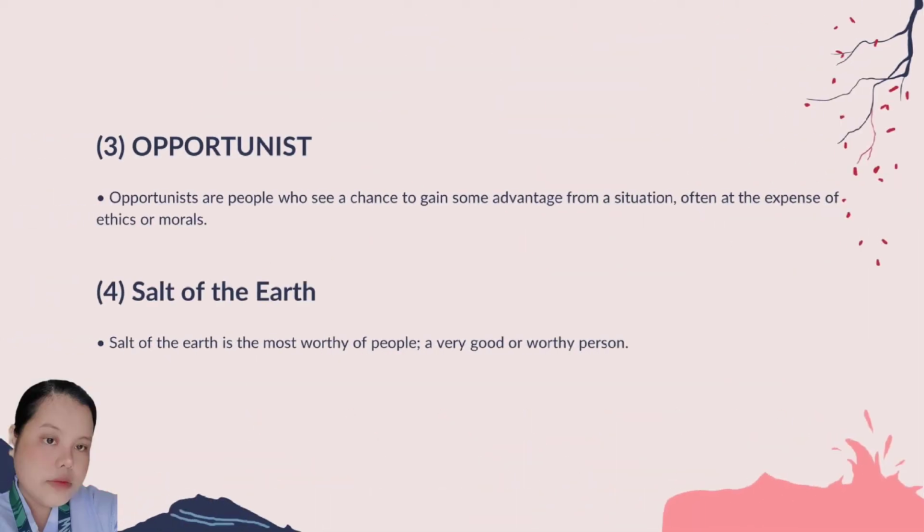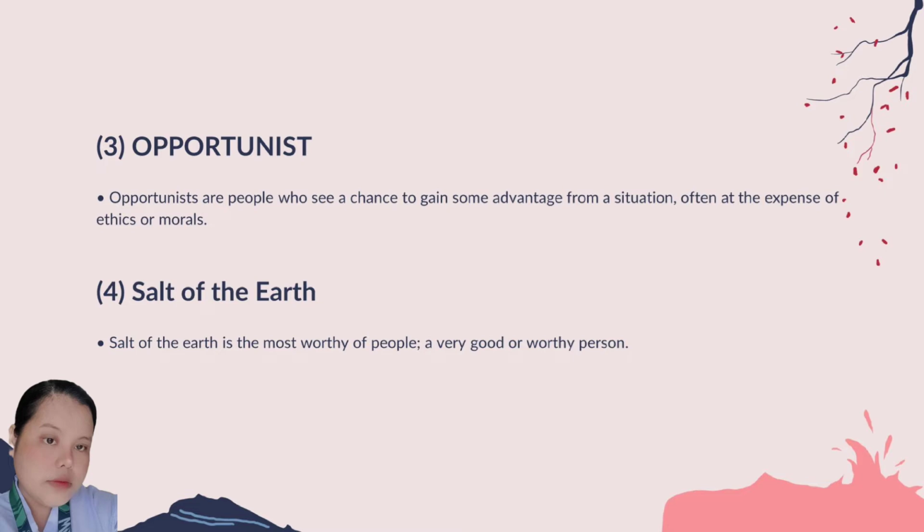Next is opportunists. Opportunists are people who see a chance to gain some advantage from a situation, often at the expense of ethics or morals. An opportunist is someone who sees every opportunity to improve things for himself.